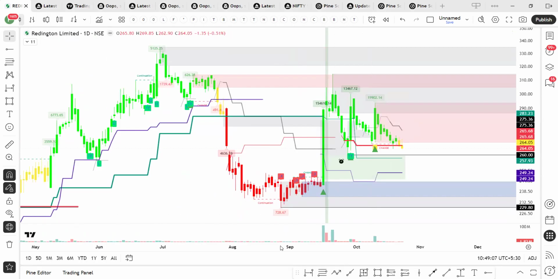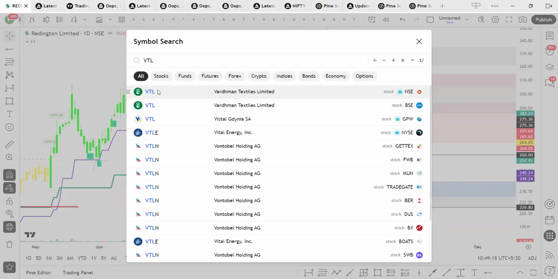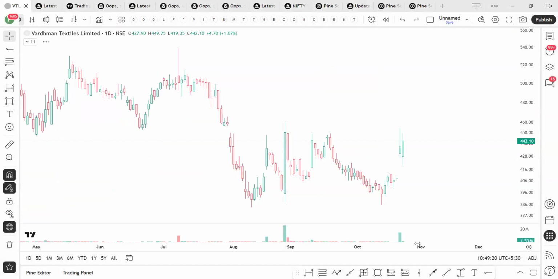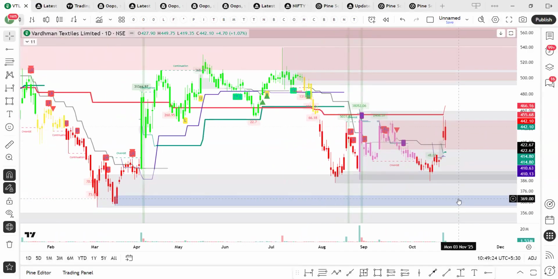Okay, VTL. And this is a VTL stock. See, this is a contrarian entry. It went up, a mean reversion kind of trend, but we don't know where to book the profits. It went up, again it came down rapidly, then again it went up.